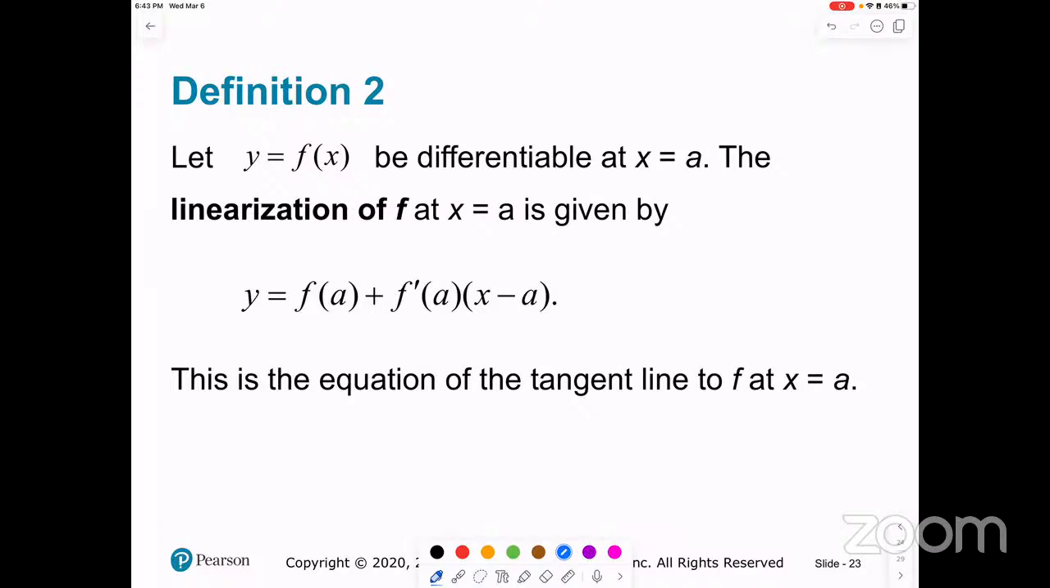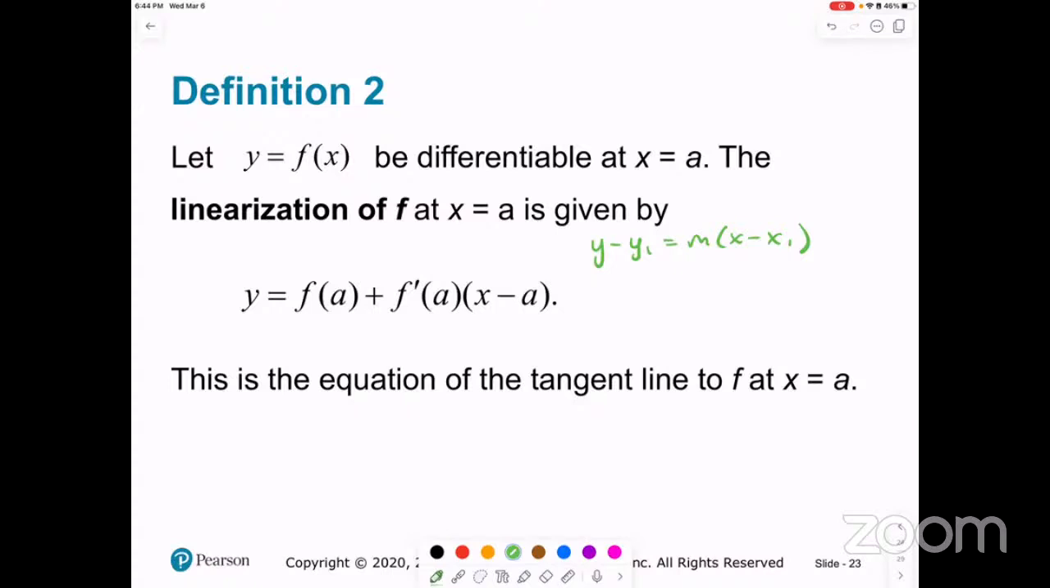So given a function, let y equal f of x be differentiable at x equals a. The linearization of f at x equals a is given by f of a plus f prime of a times x minus a. This is like the point slope formula, right? So from college algebra, point slope is y minus y1 equals m times x minus x1.